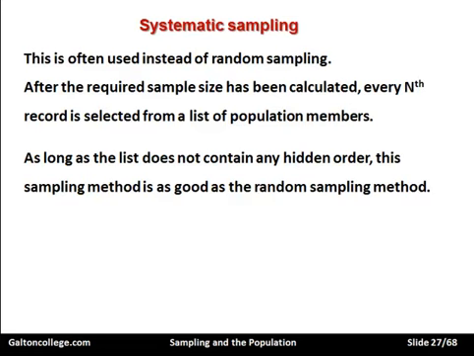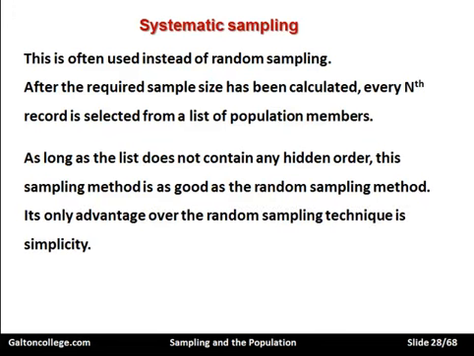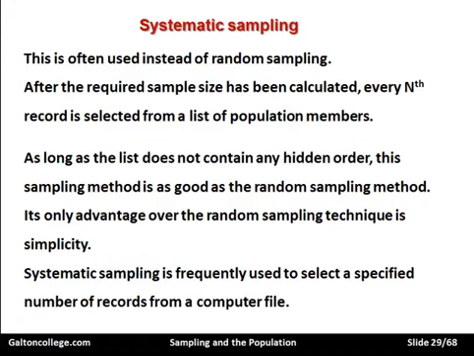Very unlikely, but it is a possibility, and it's worth considering. Its only advantage over random sampling technique is its simplicity. That's the advantage that systematic sampling has got. It's frequently used to select a specified number of records from, say, a computer file.